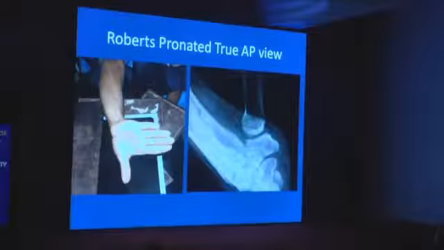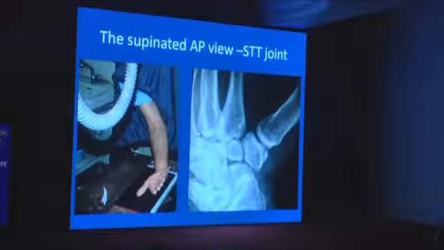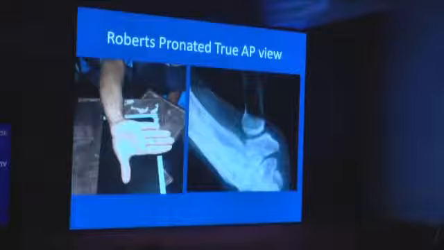What you need to do is to pronate completely. So you pronate your forearm completely and keep it flat, and you'll find the joint looking at you perfectly well. Now the same thing should obviously be there when you supinate, and when you supinate, you get to see the STT joint much better. Now see the difference between these two.